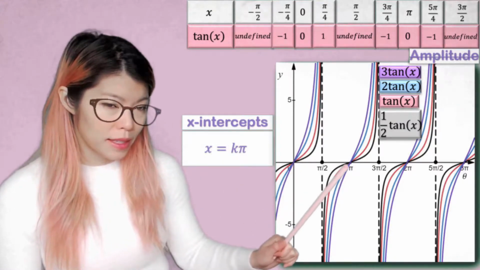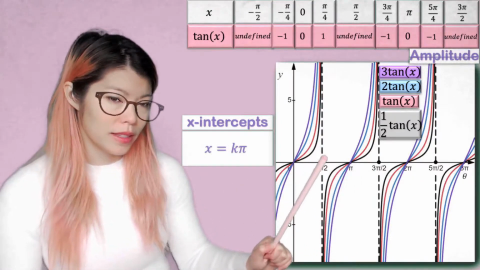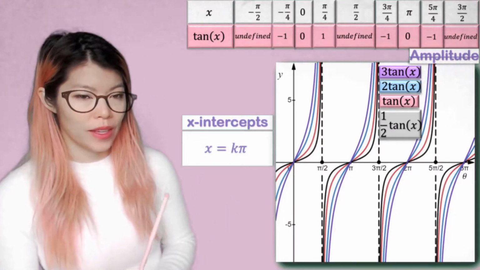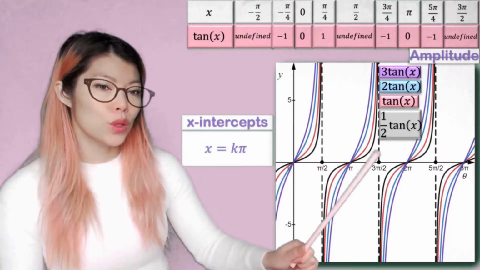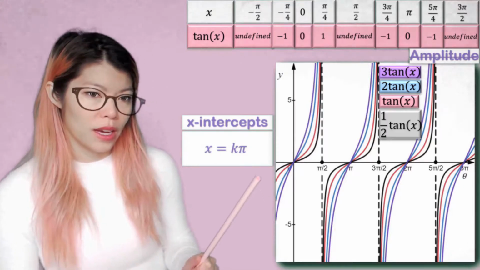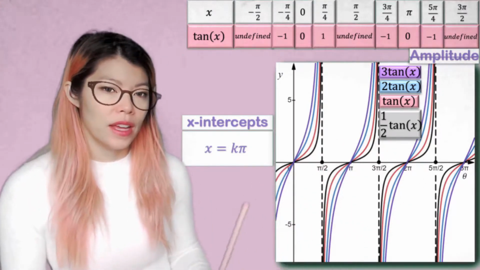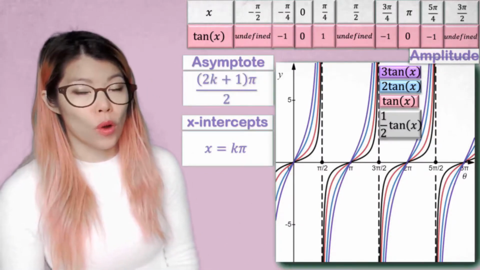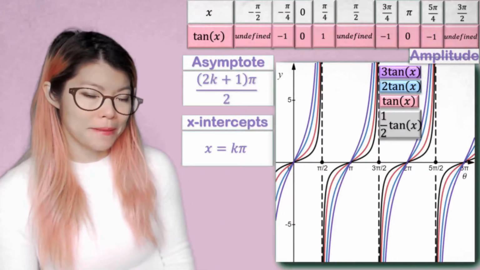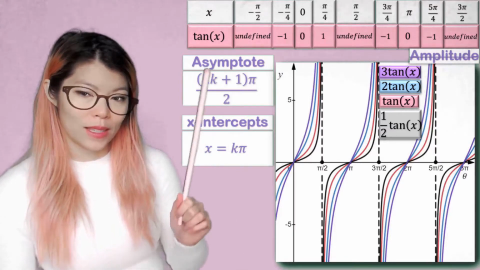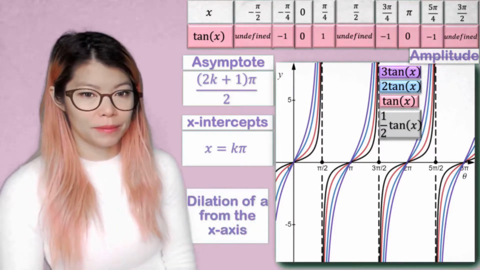And in between these x-intercepts, right in between, we can see that that's where the asymptotes are. And the asymptotes occur at pi on 2, 3 pi on 2, 5 pi on 2, or in other words, every odd number divided by 2: 1, 3, 5. So 2k plus 1 over 2 pi's. So memorize these two boxes, they'll come in very handy.